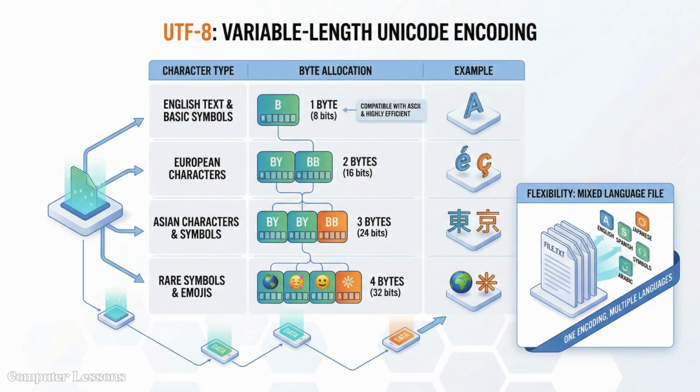The UTF-8 encoding is the most common way to implement Unicode across the modern internet. It uses a variable number of bytes to represent characters, prioritizing efficiency for English text. This flexibility allows a single file to contain multiple different languages and unique symbols.